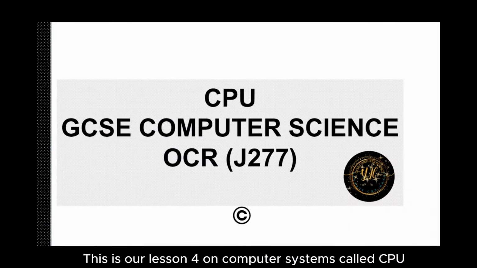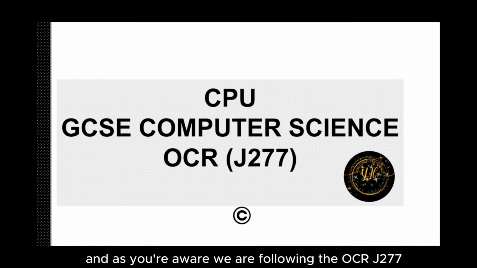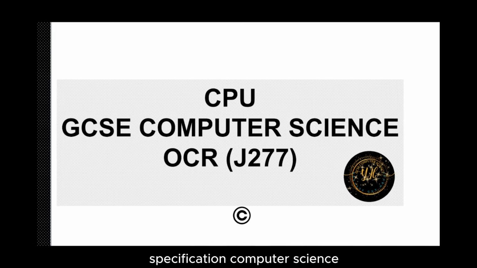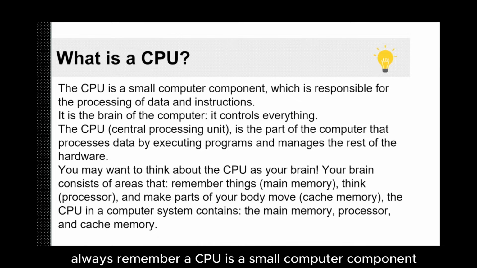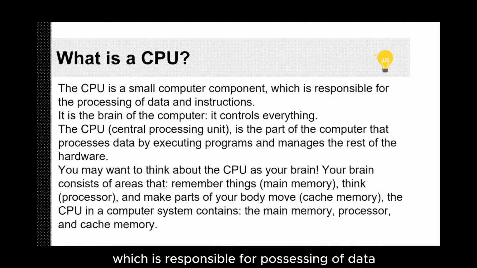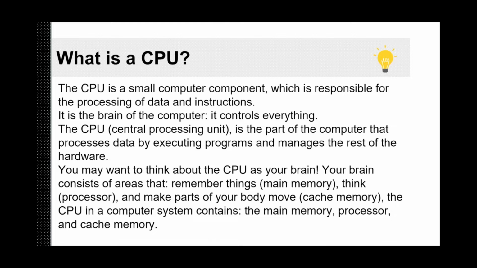This is our lesson 4 on computer systems called CPU. And as you're aware, we are following the OCR J277 specification computer science. So, what is a CPU? Always remember a CPU is a small computer component which is responsible for processing of data and instructions. It is the brain of the computer.